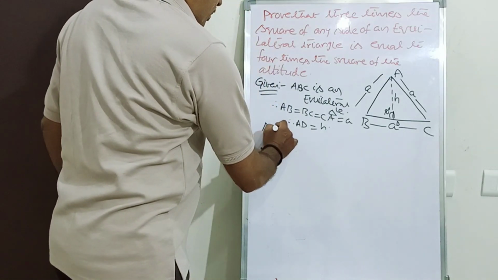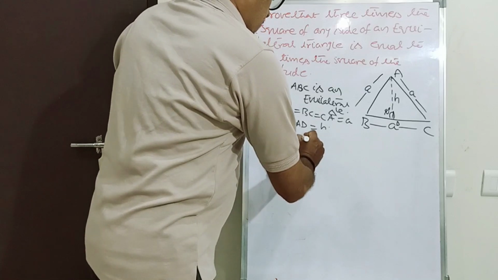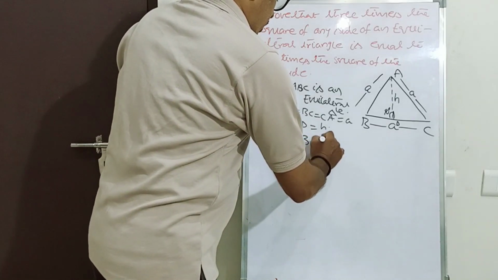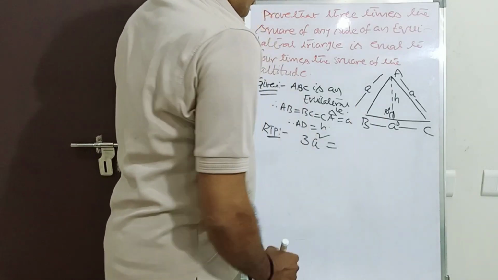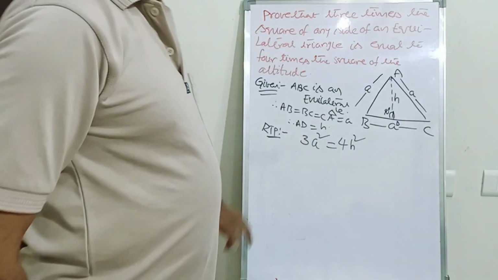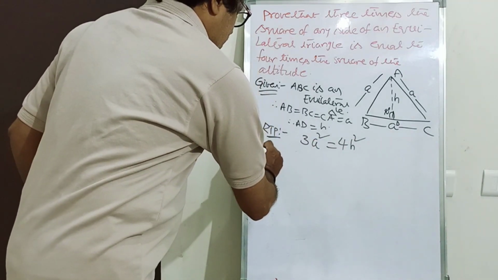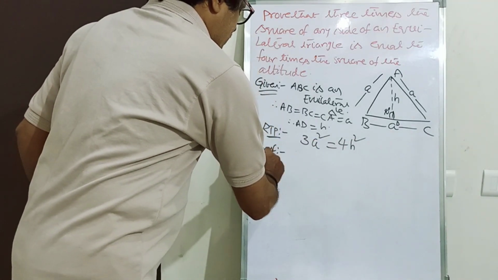So, what is required to be proved here? 3 times the square of any side of an equilateral triangle is equal to 4 times the square of the altitude. That is, 3a square is equal to 4h square. So now let us prove this result.